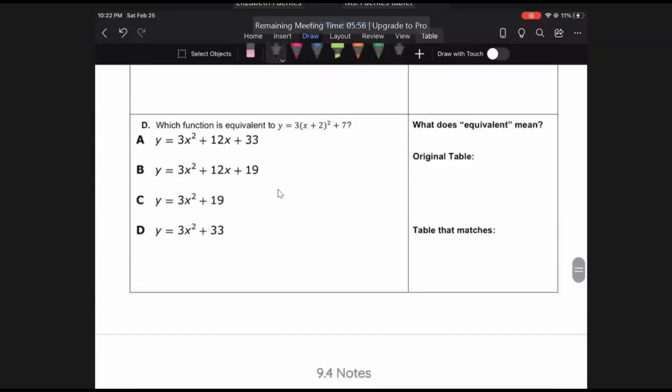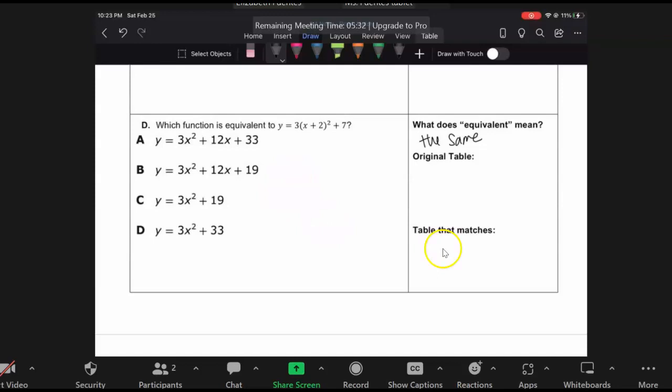So we're almost done. Now we're going to D. Same thing again, they're giving us two equations. This one says which one is equivalent to y equals 3 times the quantity of x plus 2 squared plus 7. And our first question is, what does equivalent mean? Well, equivalent means the same. So graph match, which equation matches that equation.